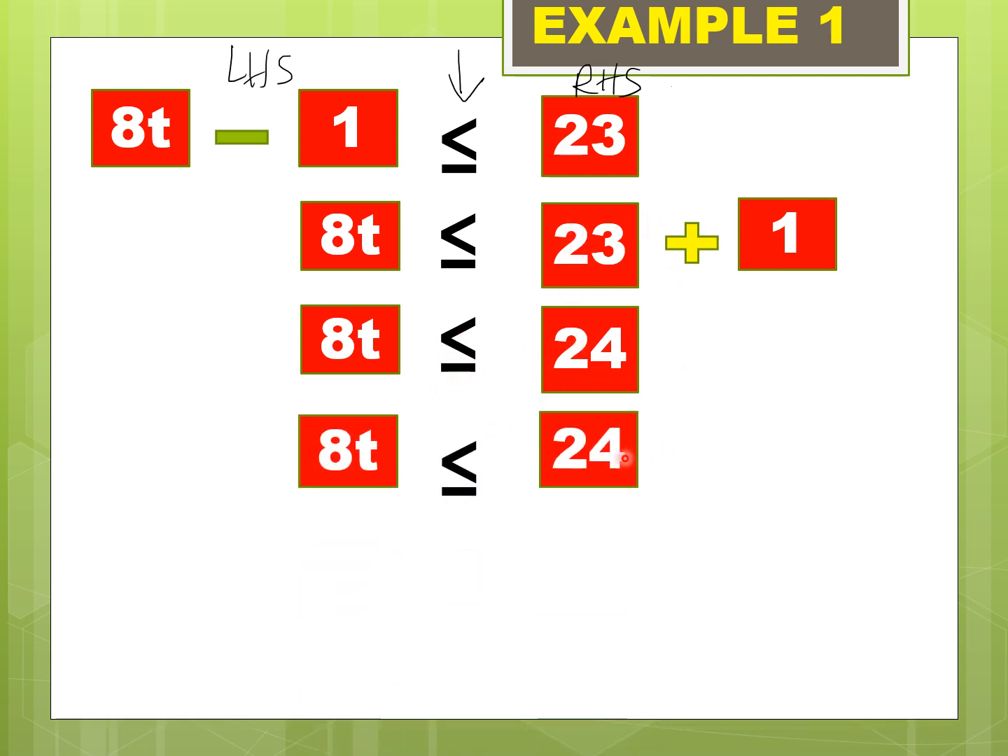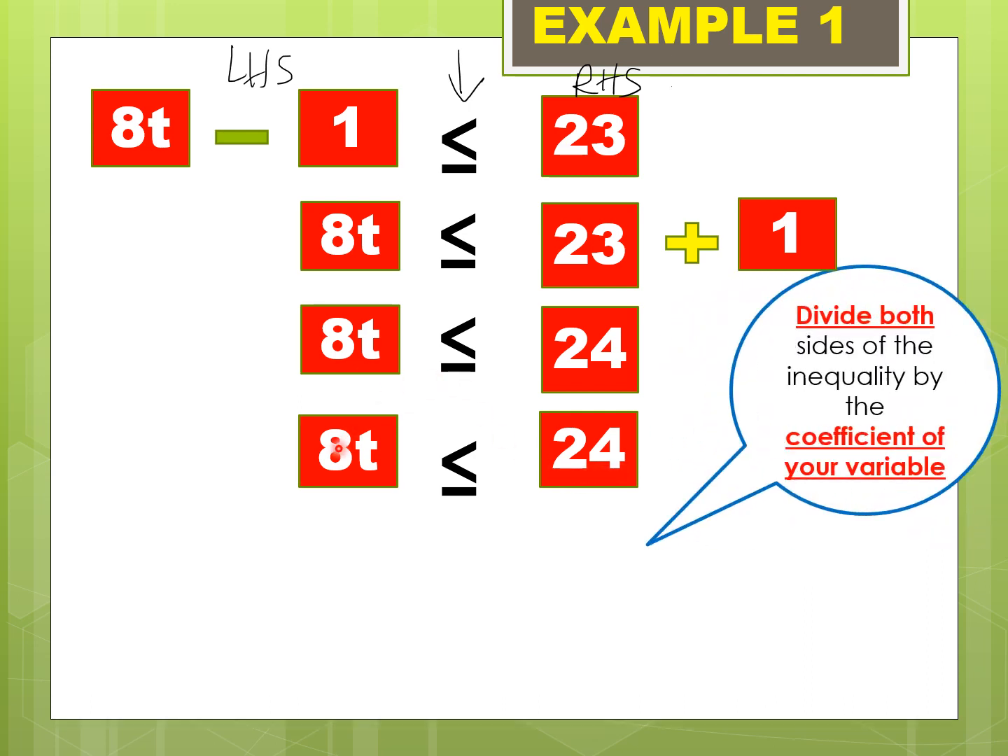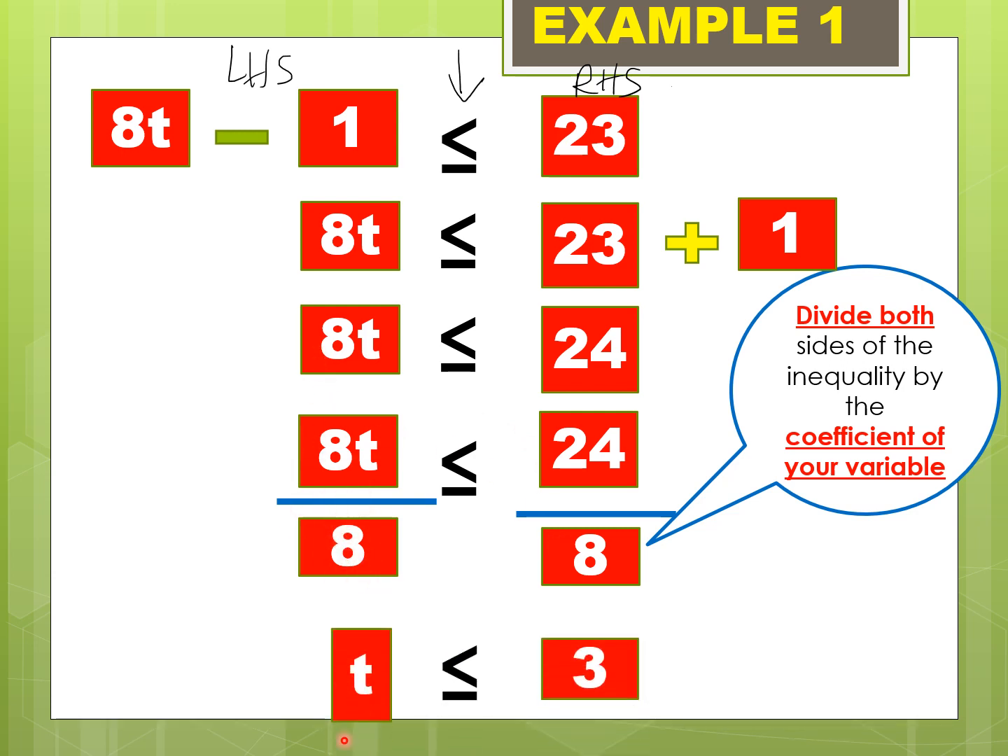23 plus 1. Then we're going to divide both sides of the inequality by the number that is in front of our letter t term. So it's 8t, and the coefficient of t is 8. So we'll divide both sides by the number 8. We're going to cancel the 8. Okay, we get 1 and 1, giving us t. 8 into 8 is 1, and 8 into 24 is 3. So t is less than or equals to 3.